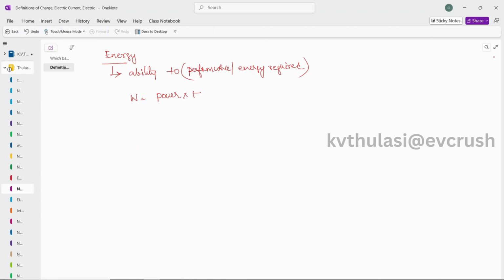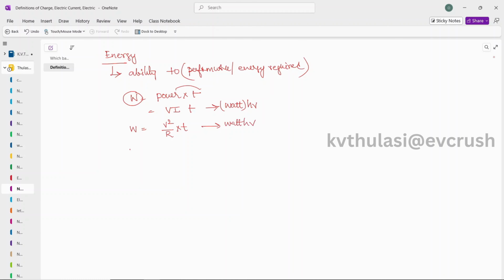Okay, so this we can write down as the formula for power, which we already discussed. This is VIT, so this is the units of energy. What are the units of power? We should know. The unit of power is watt, and the unit of time is hour, so watt hour. One more way of writing energy is power into time, so we can write it as V square by R into T. The units are watt hour.